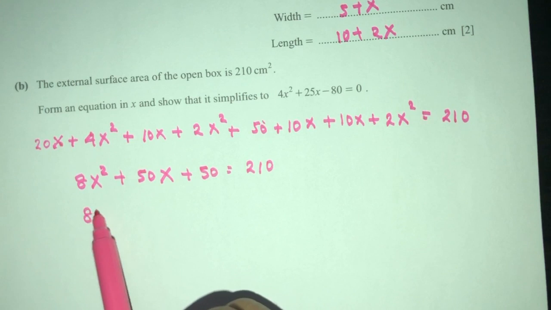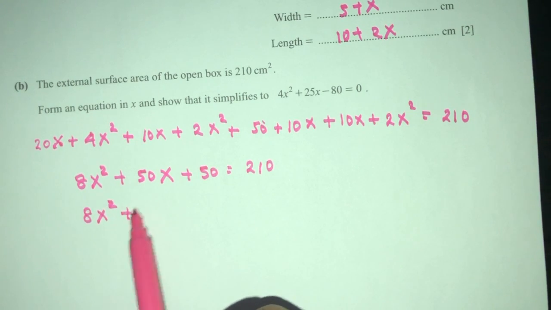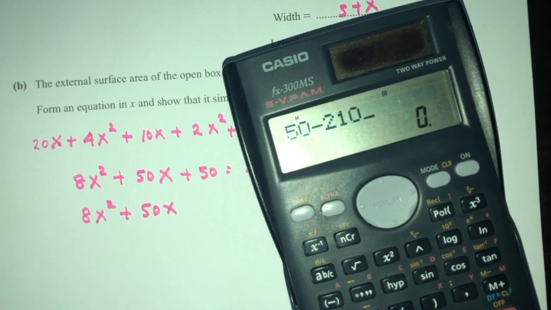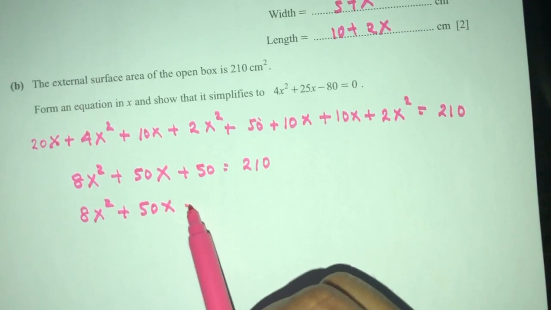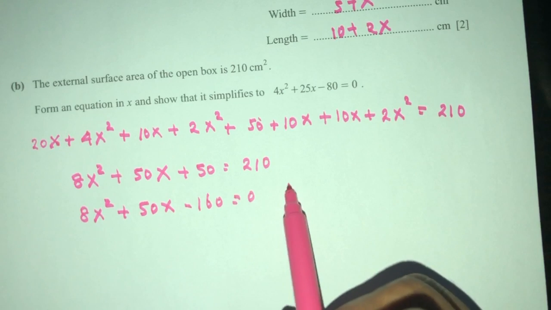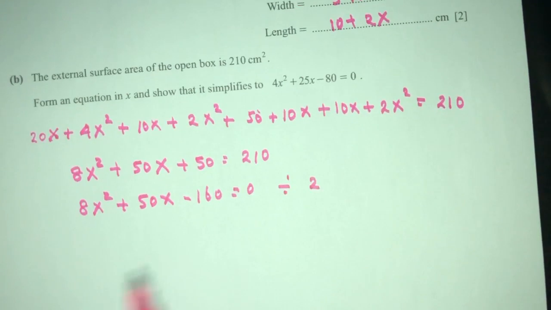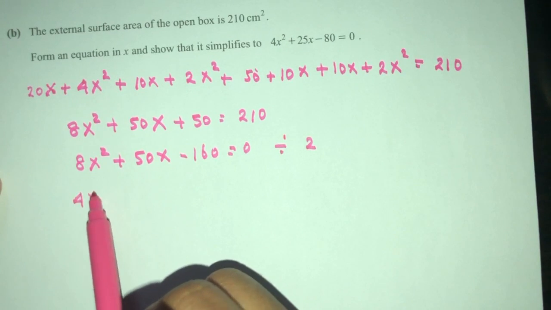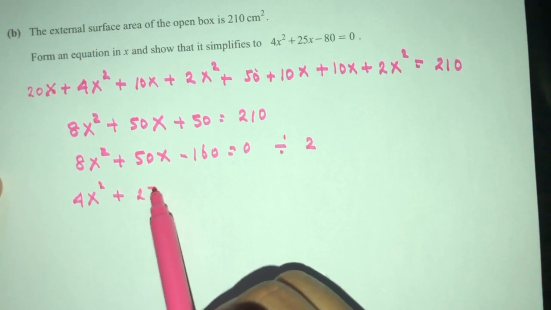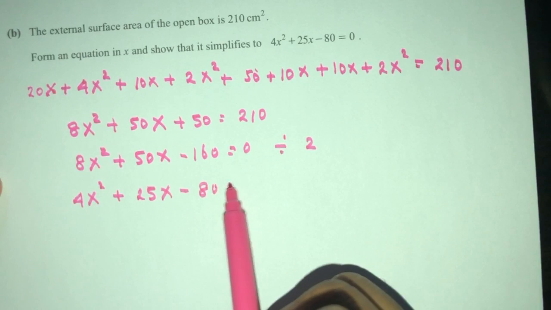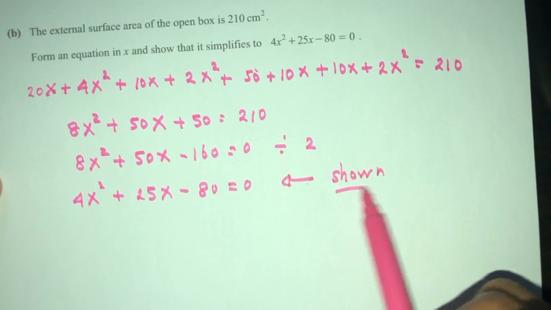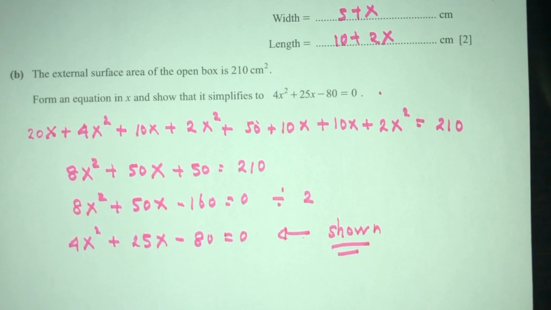Simplify: 8x squared plus 50x. Send this over here, you will have 50 minus 210, that will be minus 160. Now divide by 2. Because every term is even, we can divide by 2. That should be 4x squared plus 25x minus 80 is equal to 0. And this is shown as required. So this is part B of the question.